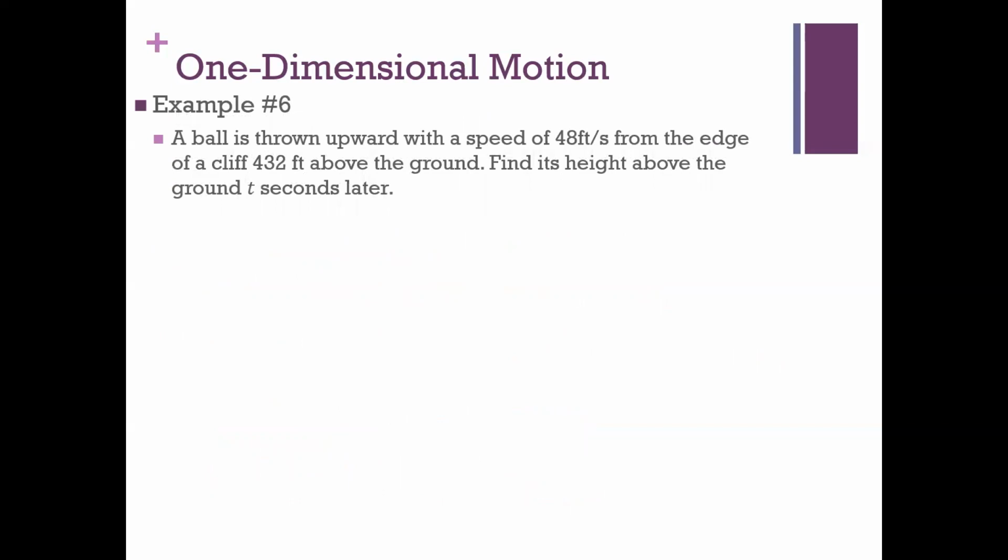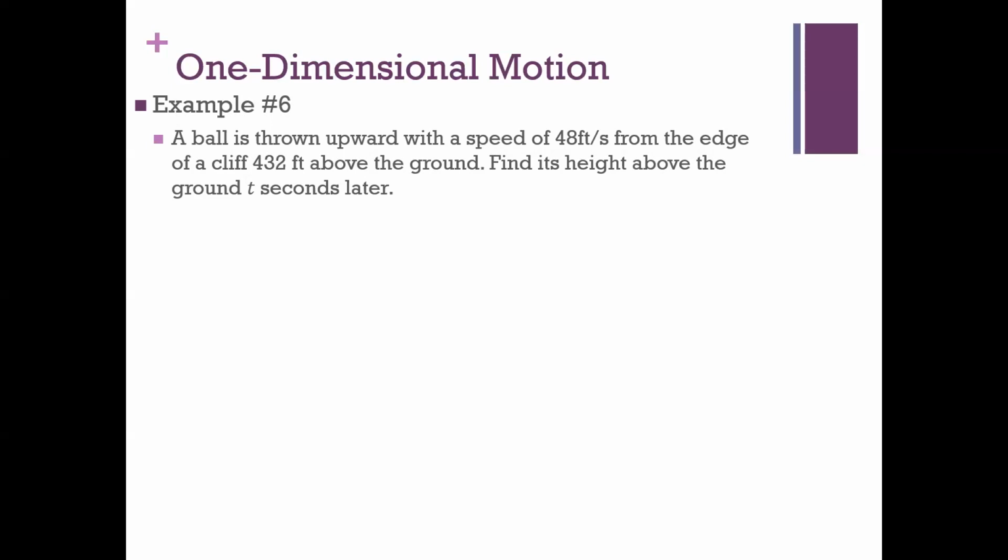All right, so let's do one where we have to figure out what the formula is. I have a ball thrown upward with a speed of 48 feet per second from the edge of a cliff, 432 feet above the ground. I want to find its height above the ground 2 seconds later. So is there anything I know right now? I know velocity for all time or just a certain time? Yeah, I guess at a certain time.